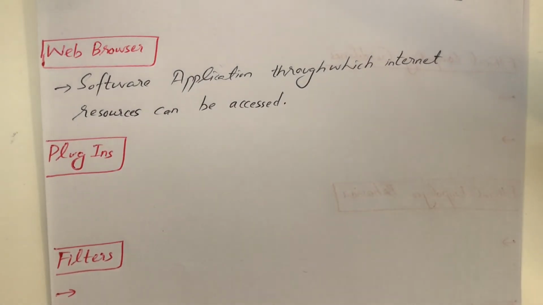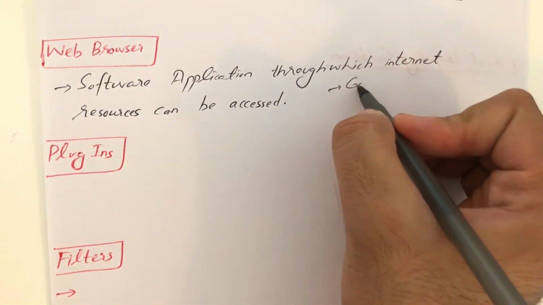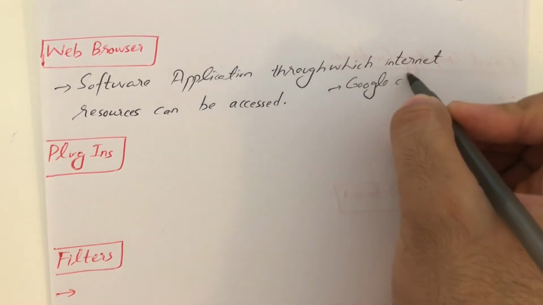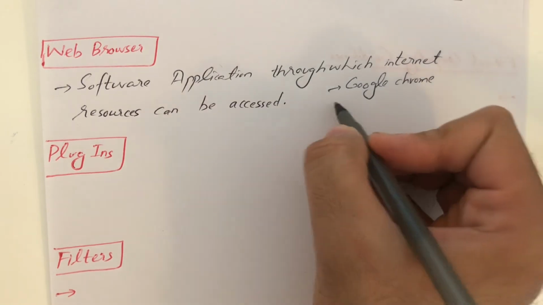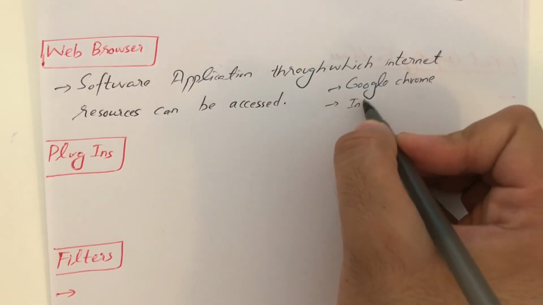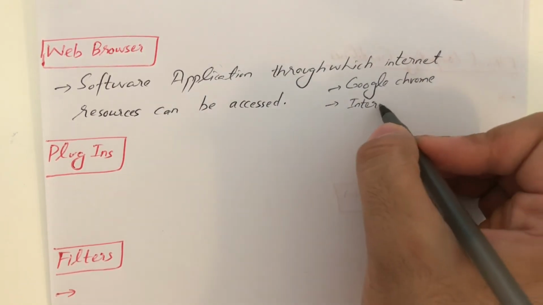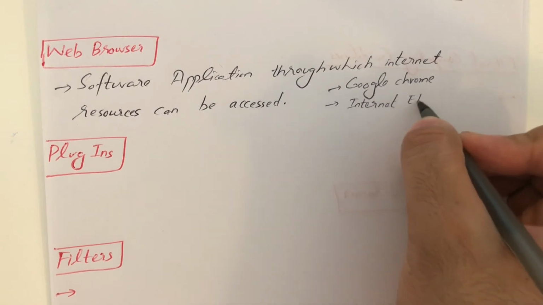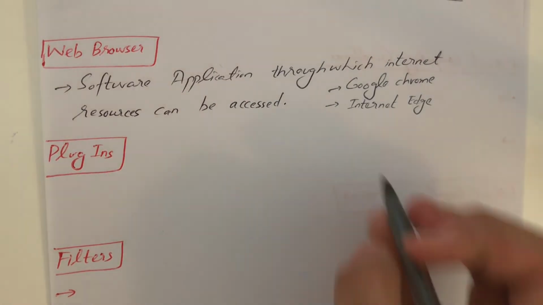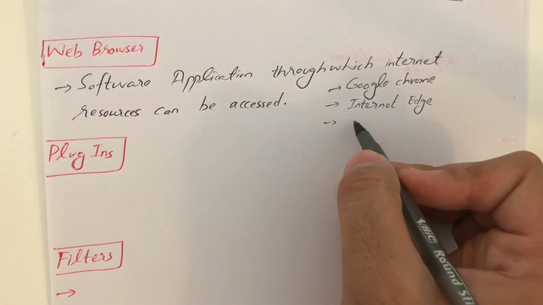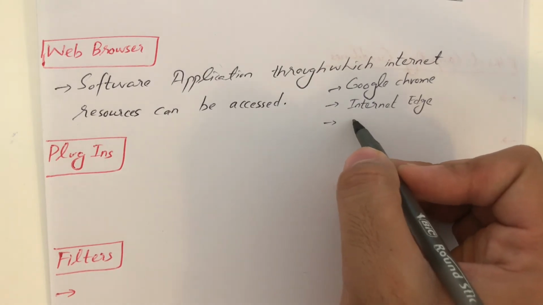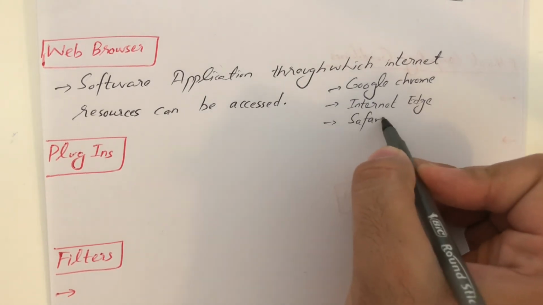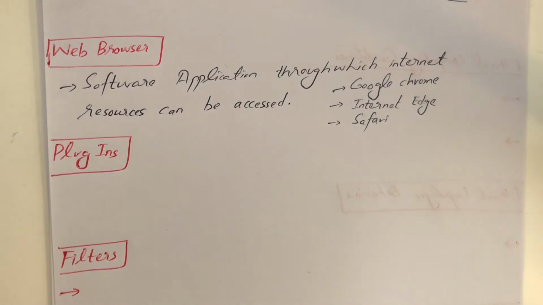Google Chrome, as the name suggests, is owned by Google. Internet Explorer or Internet Edge or Explorer, owned by Microsoft. Then we have Firefox, Safari, an Apple product. Firefox is a separate company.